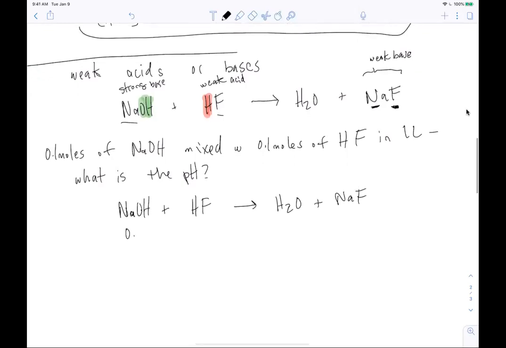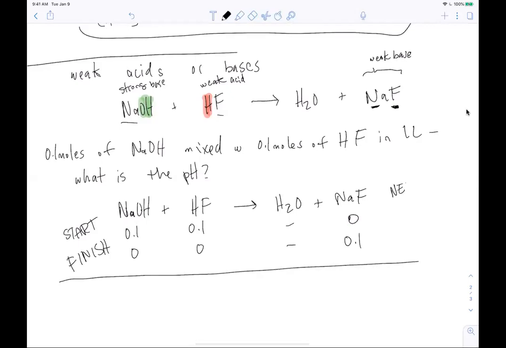So if I start out with 0.1 moles of this and 0.1 moles of this, just going to leave the water out. We'll say we start with 0 of this. At the finish of the reaction, we would end up with 0.1 sodium fluoride. So this is the neutralization piece. So you write out the neutralization reaction as if it goes to completion. Okay, so that's the first step in your mind: I get this neutralization reaction, it happens.